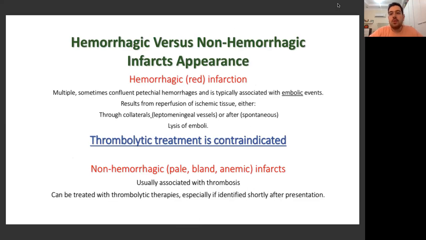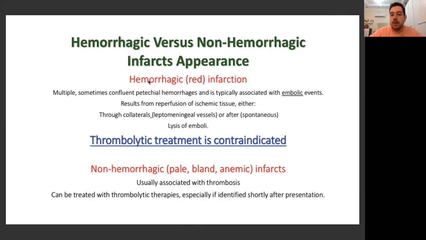All right, so this is just a summary. The infarction could be either hemorrhagic, which is a red infarction on gross pathology, or non-hemorrhagic. If it's a hemorrhagic infarction, then TPA is contraindicated. If it is non-hemorrhagic, then we can proceed with TPA, because the non-hemorrhagic one is the one we've been talking about the entire lecture. This is usually the one that is associated with thrombosis. This is new information.